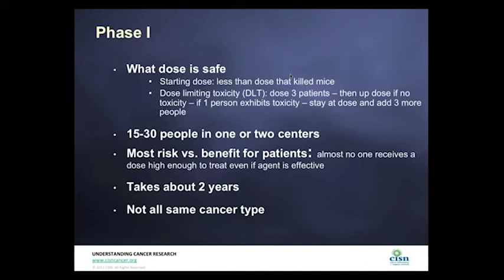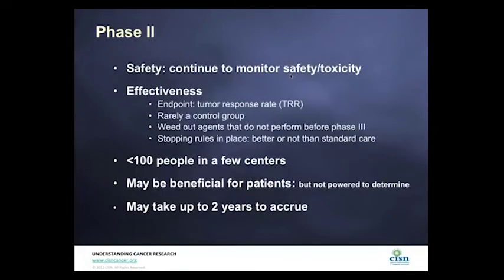So phase two, they take that number, and let's say it was 5, and they give everybody 5 milligrams all through phase two. And they continue to monitor that and see that the safety and toxicity is okay. So they're still looking at that. But now they're looking to see if there's an endpoint of tumor response rate. Does it shrink the tumor? So there isn't a control group yet.